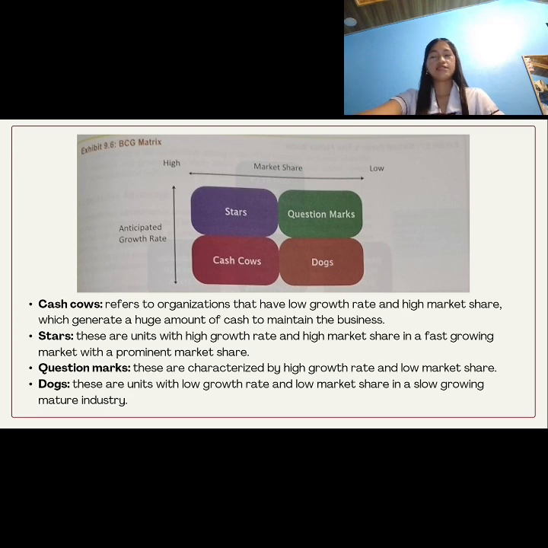So, ang 4 distinct categories kay cash cows, stars, question marks, and dogs. Ang cash cows kay ang market share is high and market growth is low. Ang stars kay ang market share ug market growth kay both taas. Ang question marks kay ang market share is low and market growth is high. Ang dogs kay both market share and market growth is low.